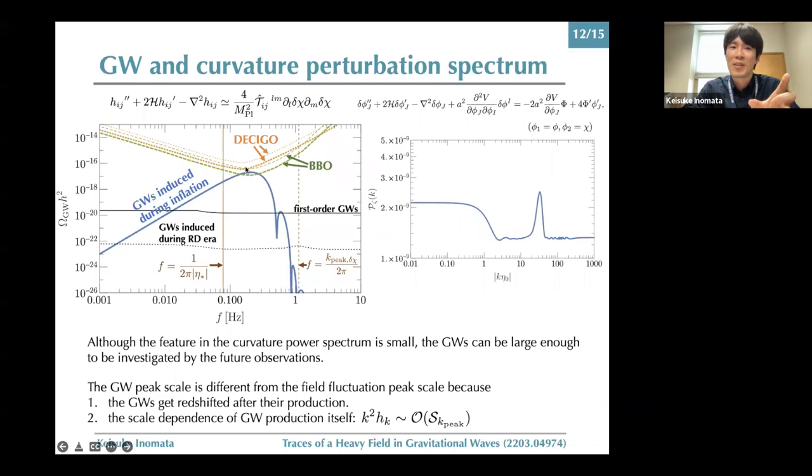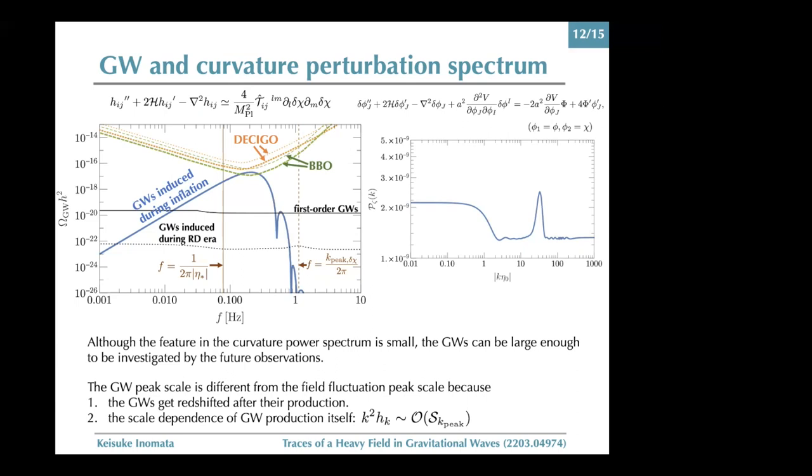At least in this potential, this alpha attractor type potential, it is a bit difficult to make these gravitational waves larger so that they could be investigated by LISA or some other projects. But if we consider different potentials, this kind of gravitational waves might be large enough to be investigated by LISA or something like that. Okay, makes sense. Thanks.